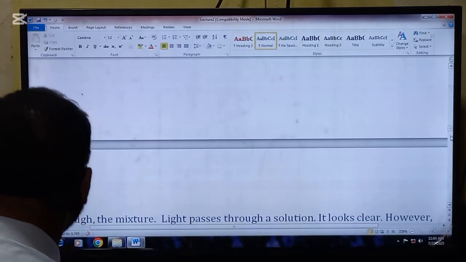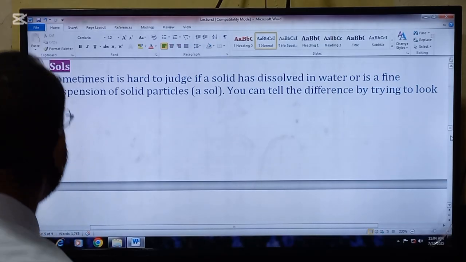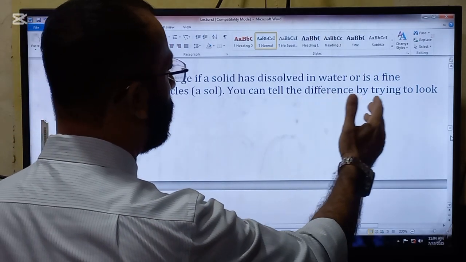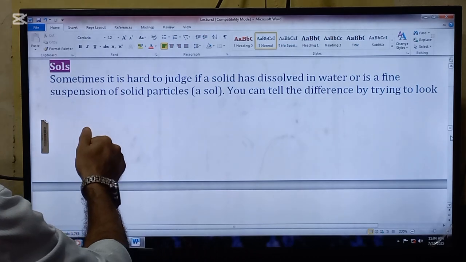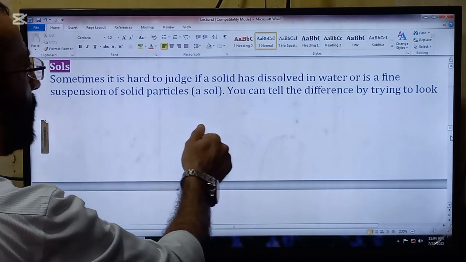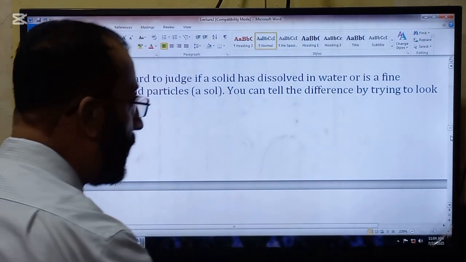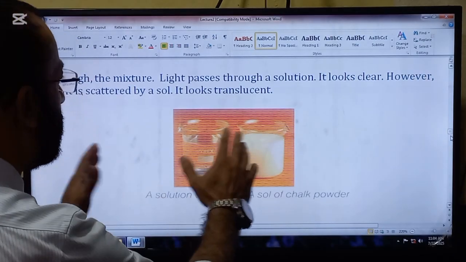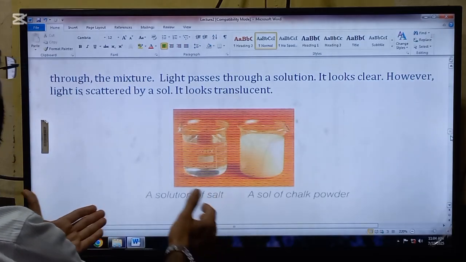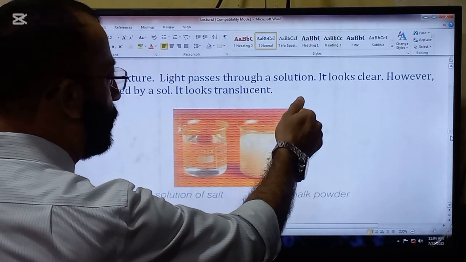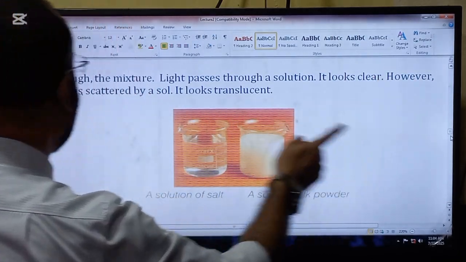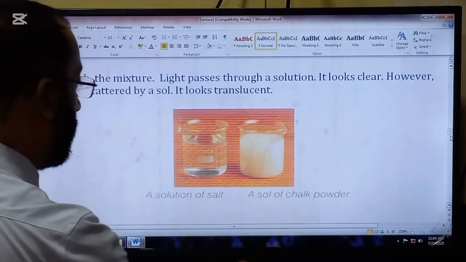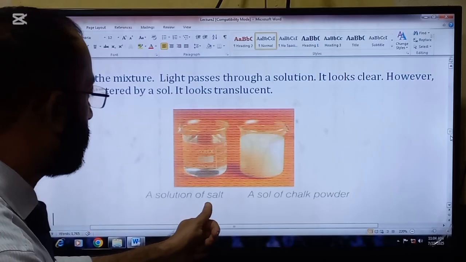The next thing that we are going to read is the sol. Sometimes it is hard to judge if a solid has dissolved in the water or is a fine suspension of solid particles. You can tell the difference by trying to look through the mixture. This is a very simple example to understand. Light passes through a solution. It looks clear. However, light is scattered by a sol. It looks translucent. So look now, here is a solution of salt that is clear.